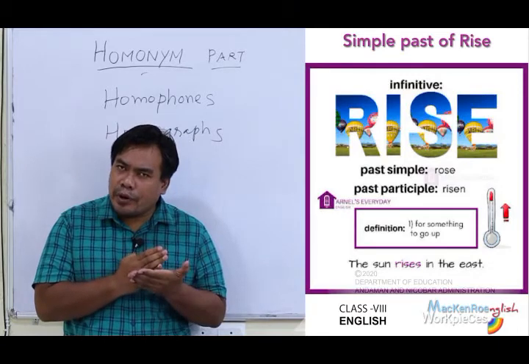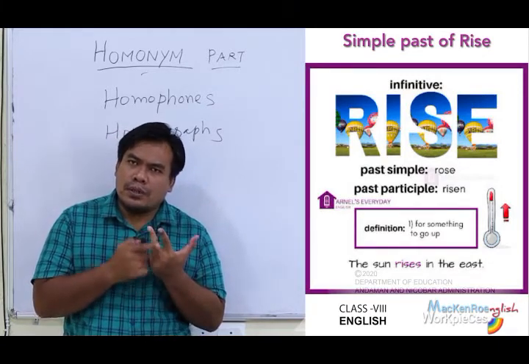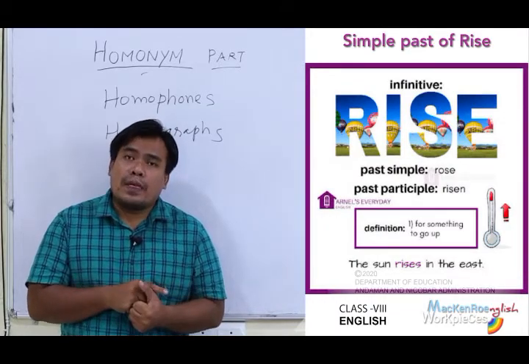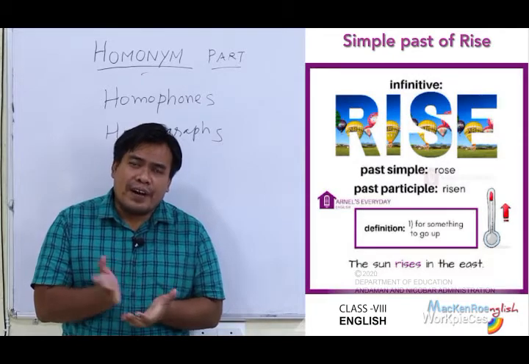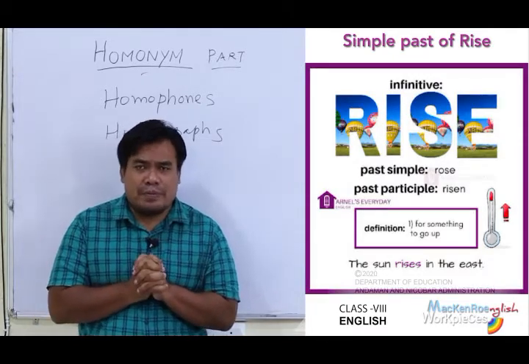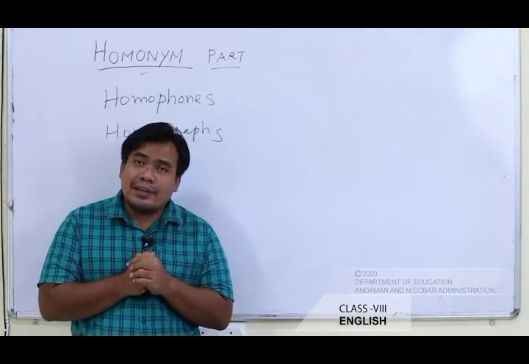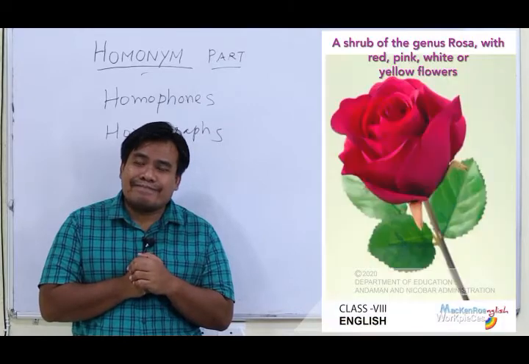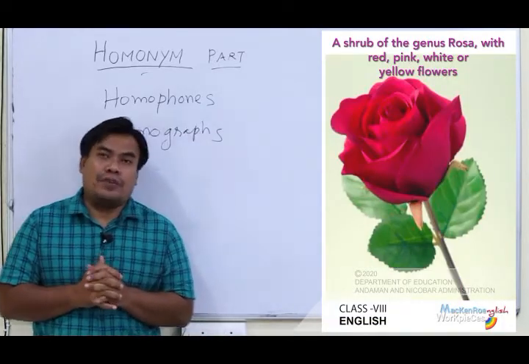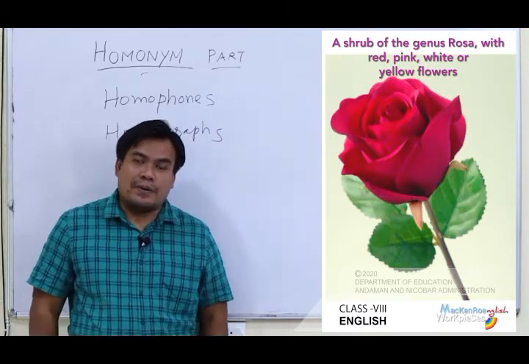Okay, now you're getting my point. Rise, rose, risen, rising. Okay, so the past form of rise is rose. Now that is one of the homonyms. If you could think of another rose, what could that be? It's on the screen. It's beautiful, right? What is it? The red rose. All right.